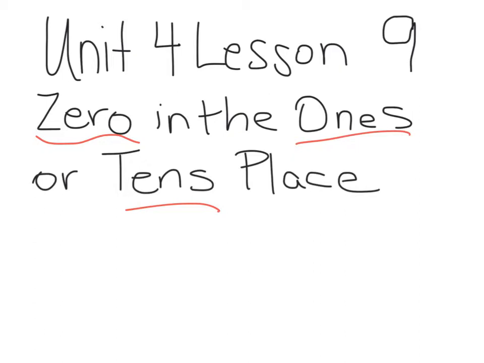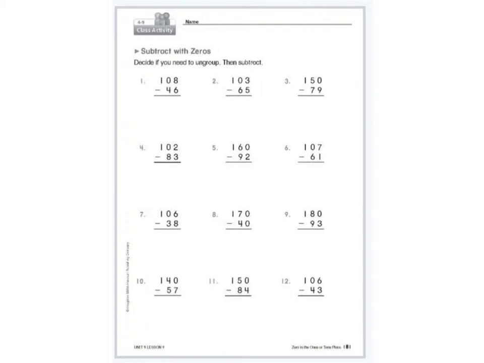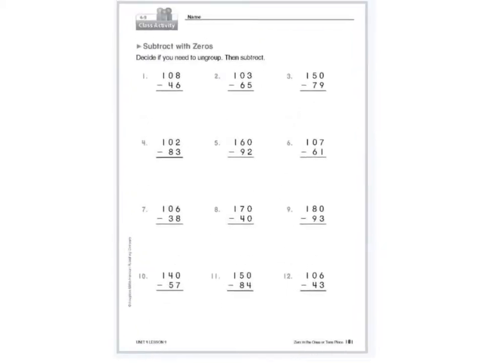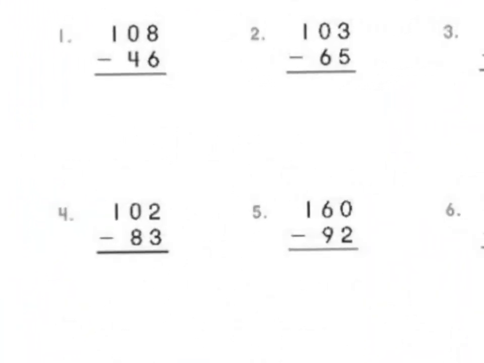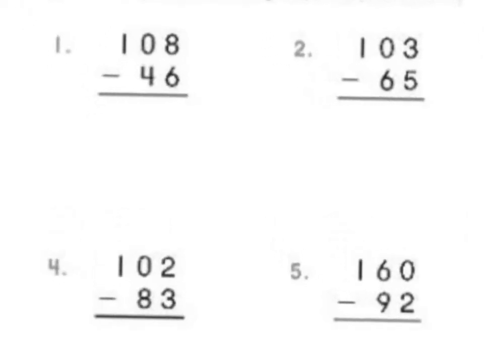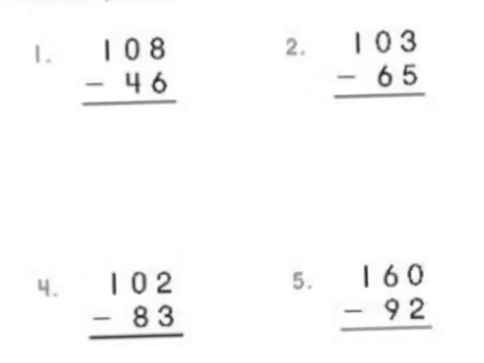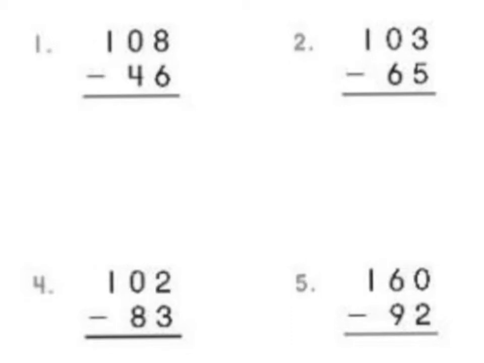So turn in your SAB now to page 181. Okay, we're on page 181 now, and we're going to start by looking at problem number 1, and we're going to do this problem together. I'm going to be using my ungroup first method, but I'm also going to be using my base 10 drawings to check my work.